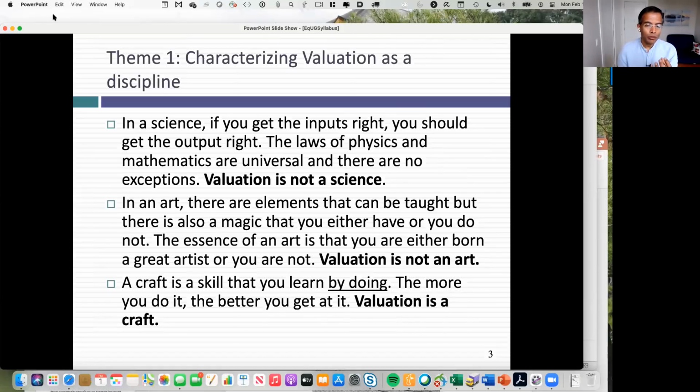You never quite master a craft. You just get better at it. 35 years into valuation, I'm still learning. Every time I value a company, I learn something new about valuation, something different. Don't stop learning, because the craft, you can only get better if you keep trying.